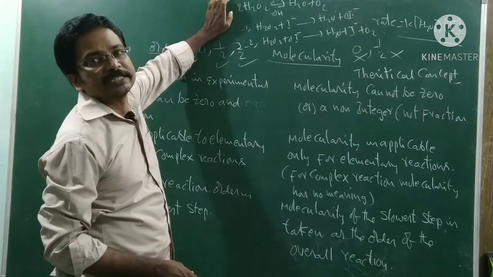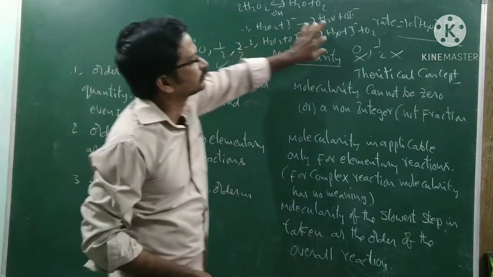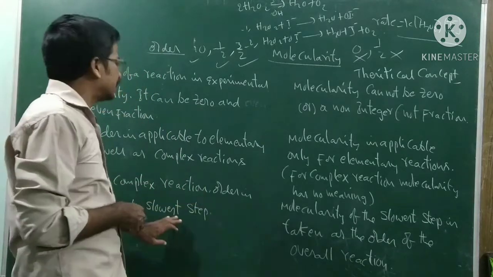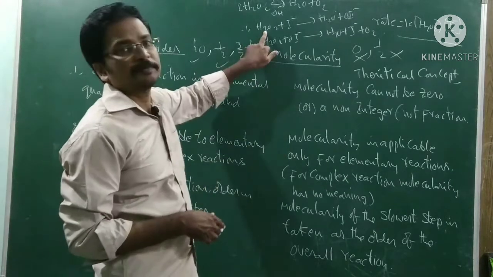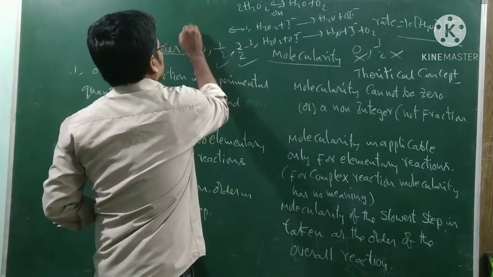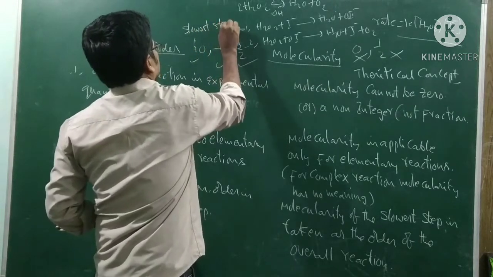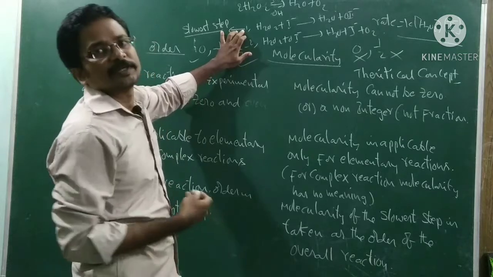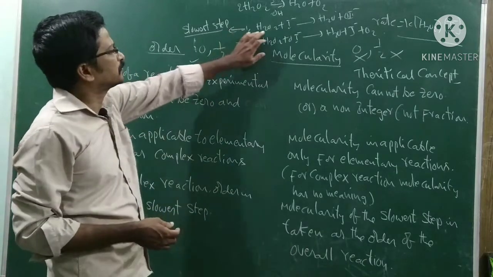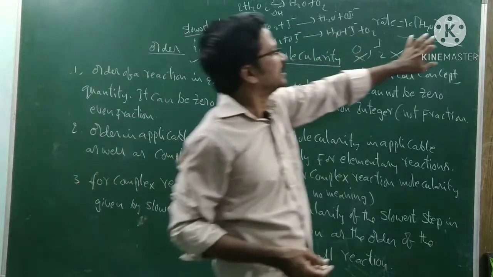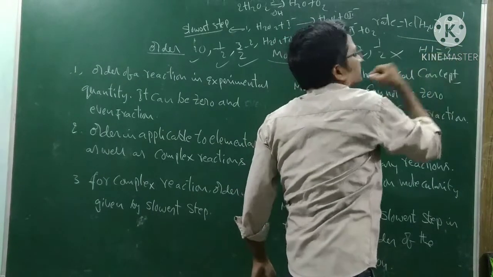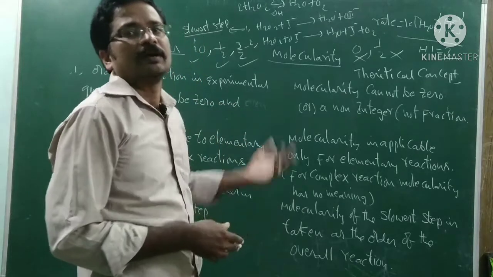From the previous data, we know this concept. For a complex reaction, order is given by the slowest step. The slowest step, H2O2 and I minus giving rise to the product, is the slowest step in the previous example. Only the slowest step determines the order for a complex reaction. The number of reacting terms present here, the order is 1 and 1. The sum is 1 plus 1 is 2. The order for the reaction is 2.